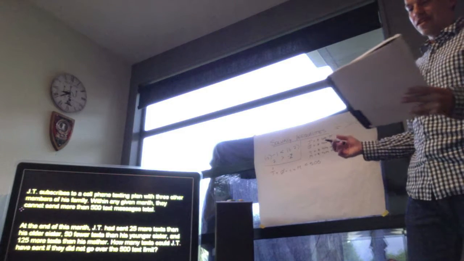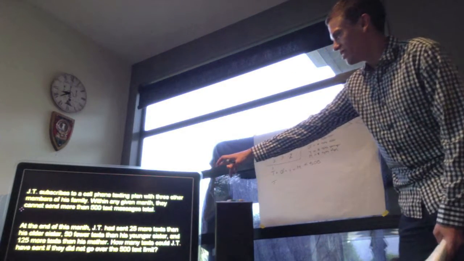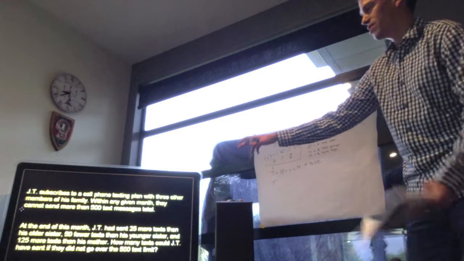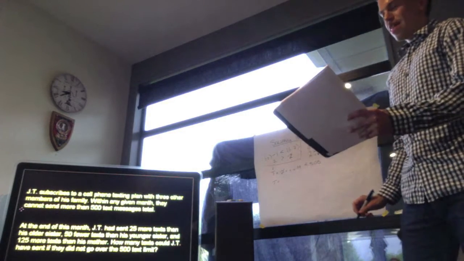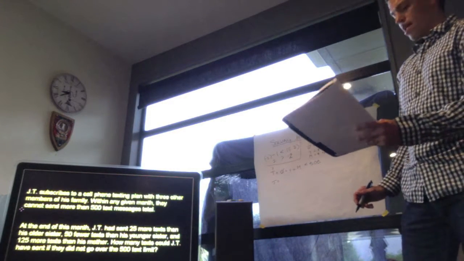That's the older sister. So we'll use JT's texts. And we see that JT has sent 25 more texts than his older sister. So J is equal to... J is equal to O plus 25. Yep, exactly. Great job, Krista.